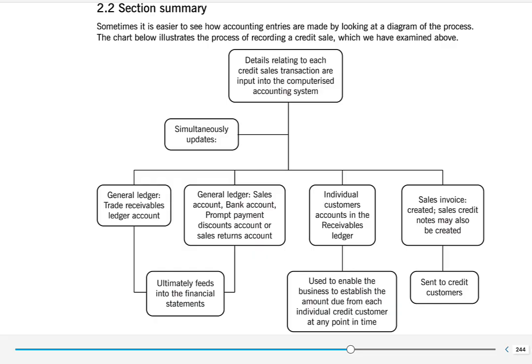The key idea: one entry, many updates at the same time. The diagram uses the phrase simultaneously updates. This is the heart of a computerized system.